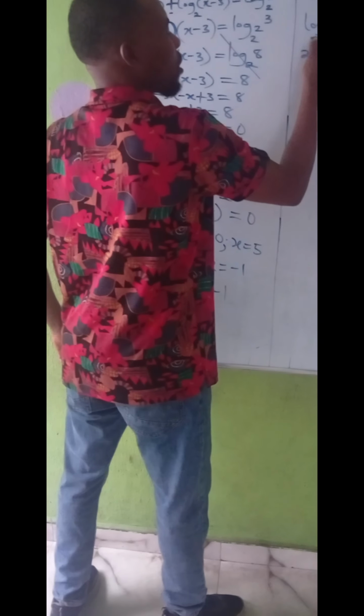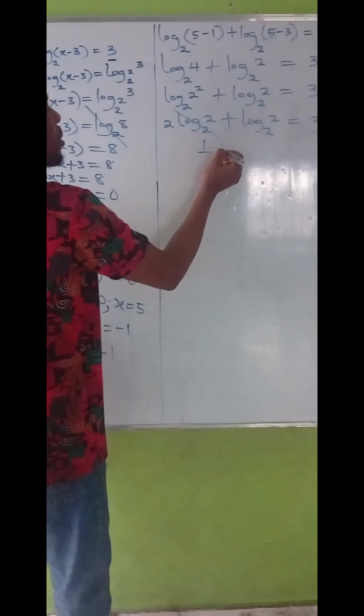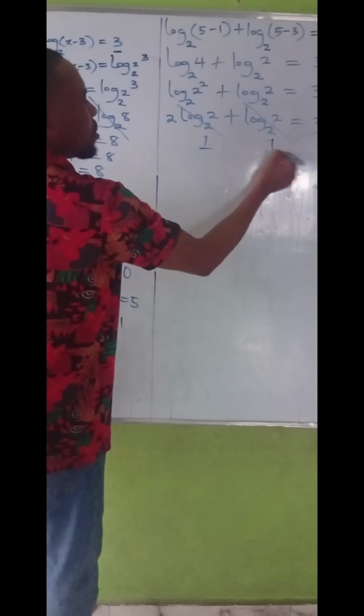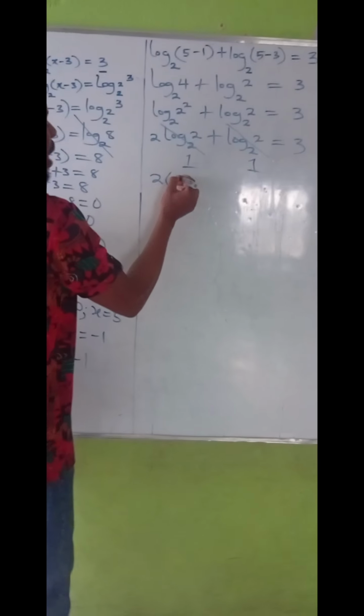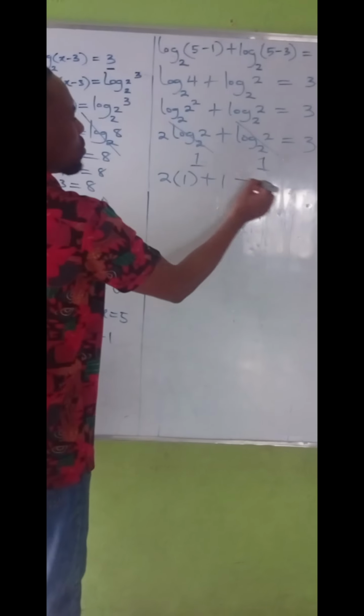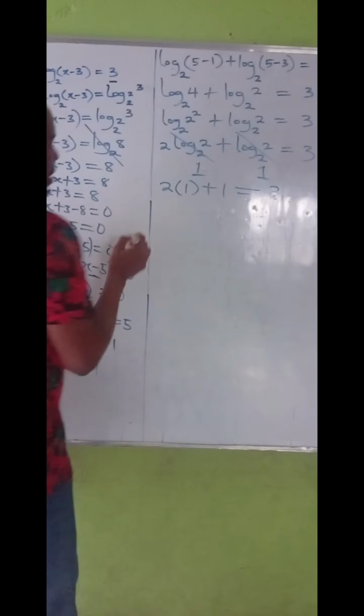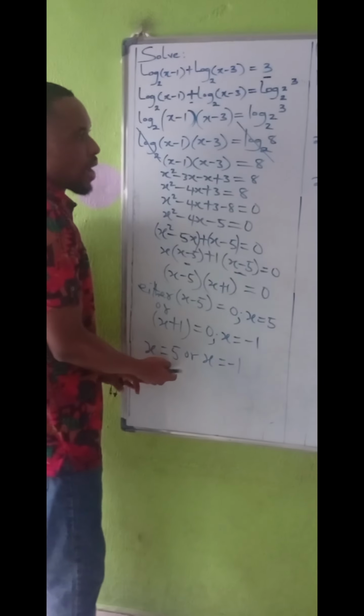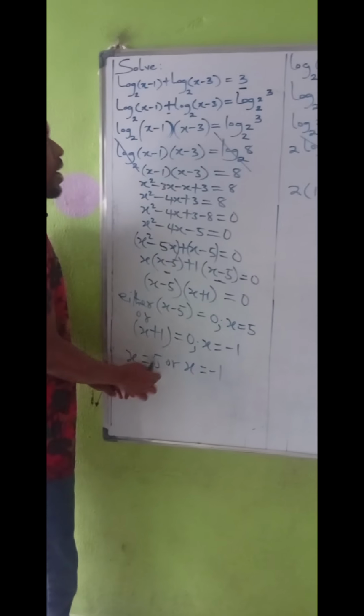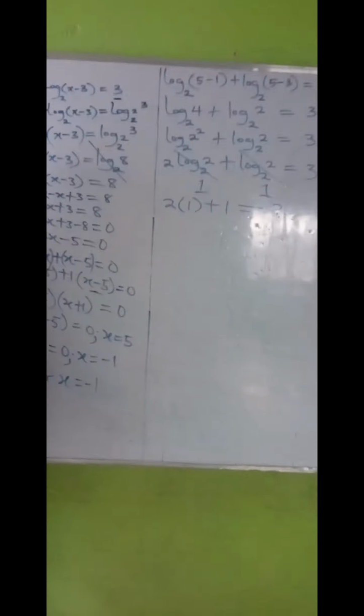Now remember, any log to its same base is 1. This is also 1. So we have 2 times 1 plus 1, which is equal to 3. So you have seen that x equal to 5 satisfies this equation. So we say x equal to 5 is our answer.